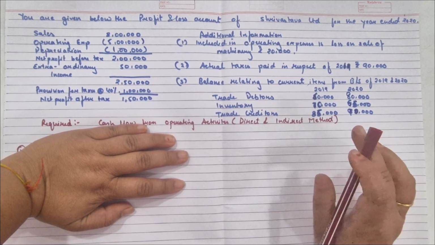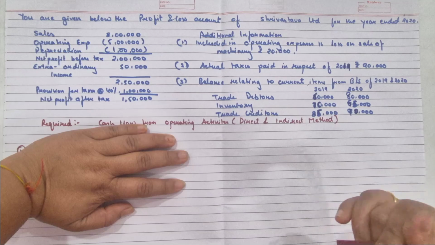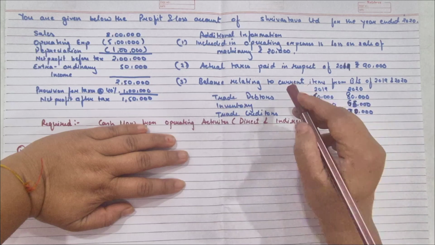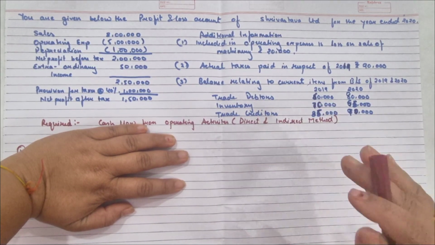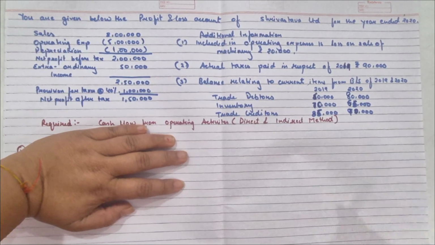The method would be silent in the question. It is not mentioned that you have to use the direct method or the indirect method. It is you who have to decide it. And I'm explaining the same question with both the methods so that you will get a clear picture of both. Fine. So first we will take the direct method.